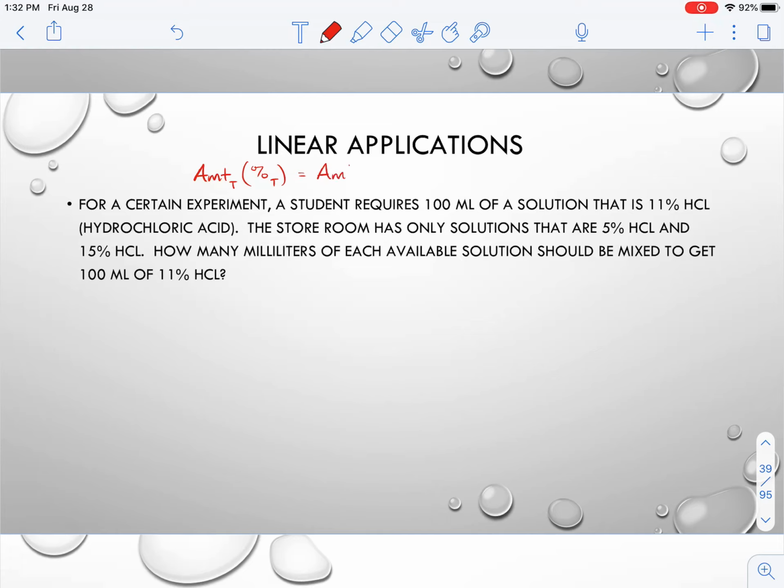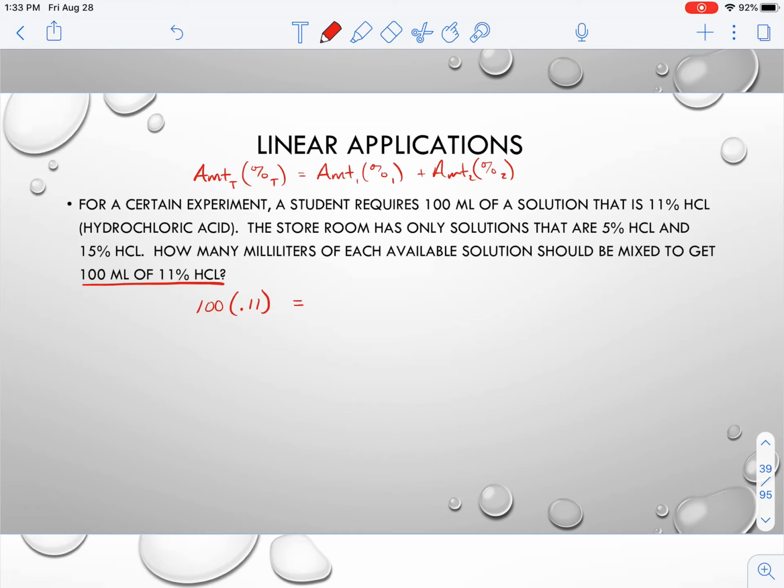So I could have amount 1 times percent 1, or the concentration number 1, plus amount 2 times a percent concentration for the second. Again, this is a basic setup. There are some other ways you can do this and other types of problems that can be entertained, if you will. Okay, so here my total amount must equal 100 milliliters of 11% hydrochloric acid. So I'm going to have 100 times 0.11 equal to my solution number one.